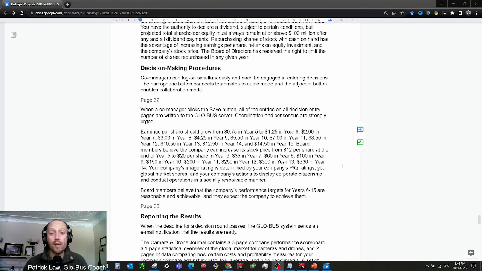Co-managers can log on simultaneously and each be engaged in entering decisions. The microphone button connects teammates to audio mode, and the adjacent button enables collaboration mode. When a co-manager clicks the Save button, all of the entries on all decision entry pages are written to the Globus server. Coordination and consensus are strongly urged.